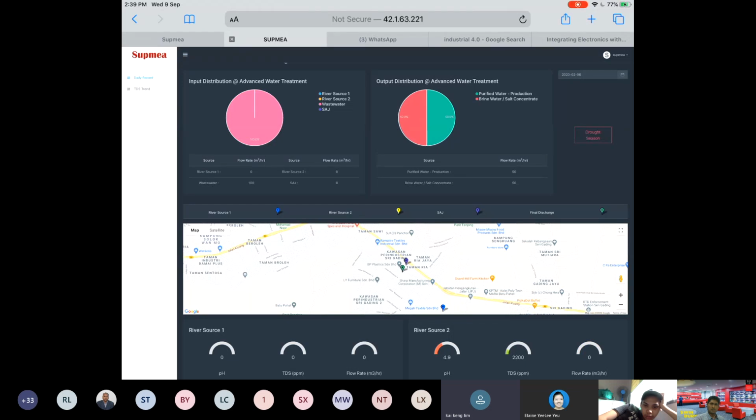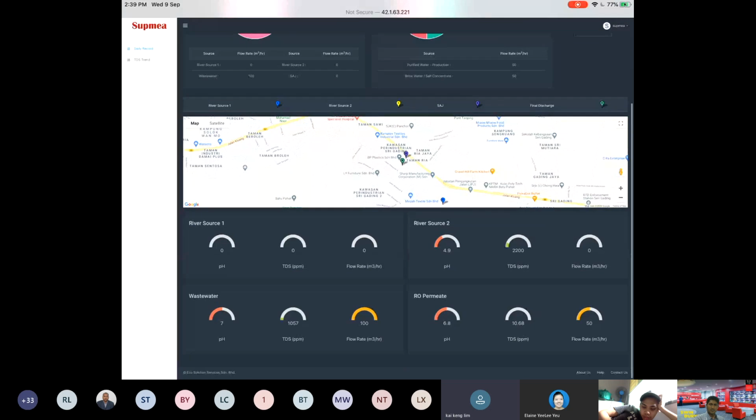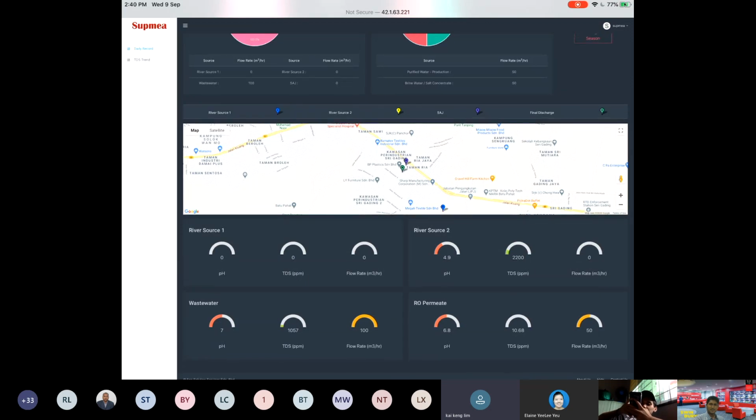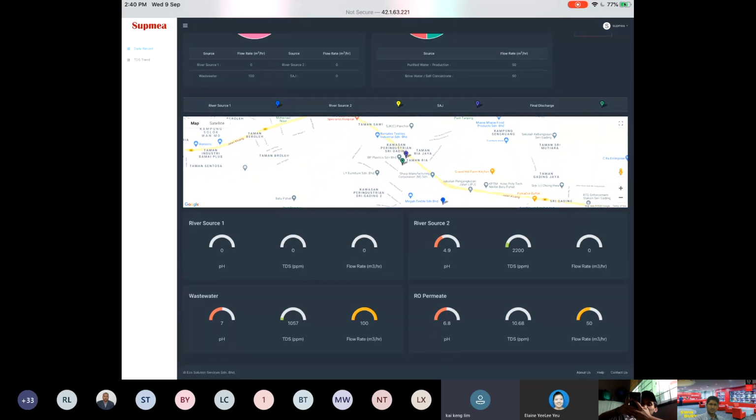Now you see, I selected a date whereby there's been a very long while there's no rain, so we'll identify this as the scenario of drought season, and you can see all the data is changing. The software is actually predicting what is the action that we need to do. So you look at it, the TDS for source number 2 is 2000 something, and we realize that our wastewater TDS is actually lower. So we will select wastewater as 100% feed into our RO system.